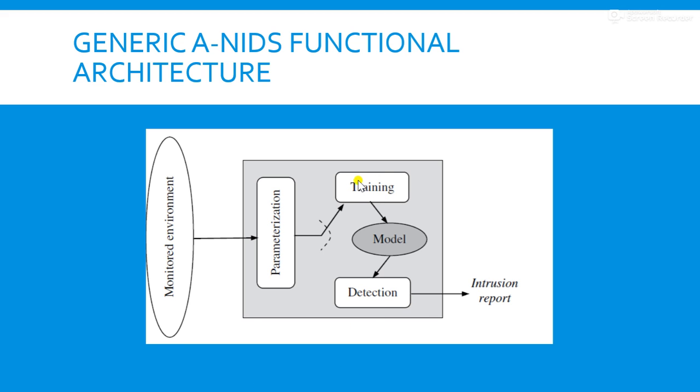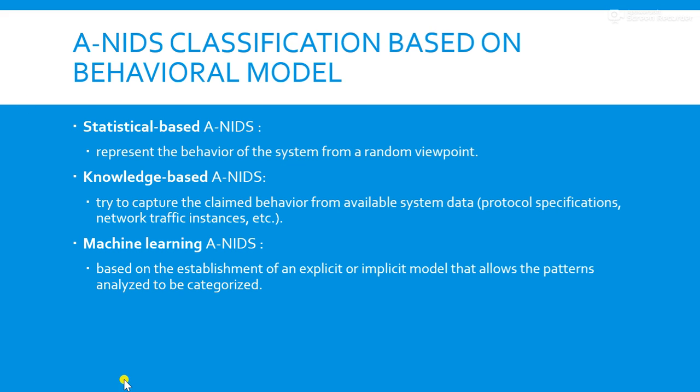Now here, as I told you, that training stage is used to create this model. This model is built based on these three behavioral models, according to the type of processing that is related to the behavioral model of the target system. Anomaly detection techniques can be classified into three main categories: statistical based, knowledge based, and machine learning based.